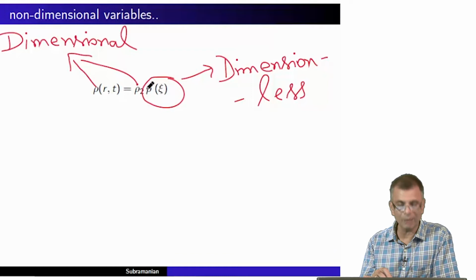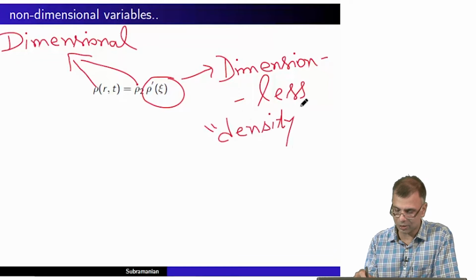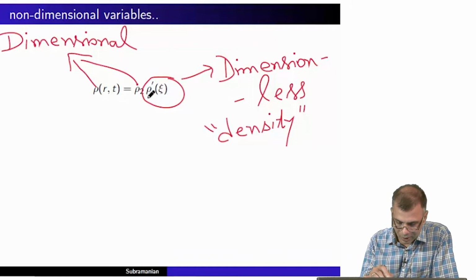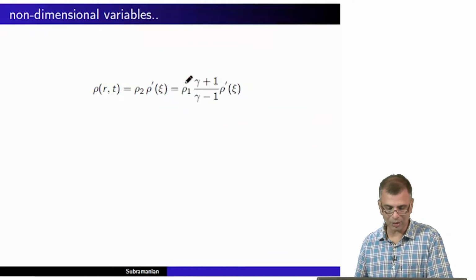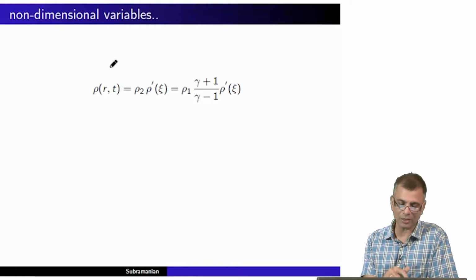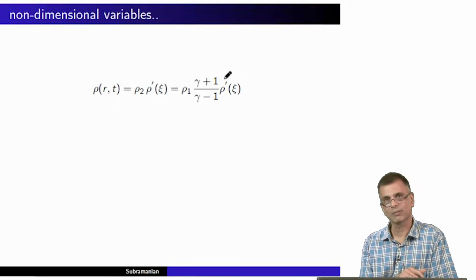And simply from the symbol, you should figure out it's a dimensionless version of what. In this case, it's a "dimensionless" density. I put this in quotes because no density is really dimensionless. So, it's like a density. Okay, it's a dimensionless counterpart of the density. So this is how I construct a dimensionless density. Similarly, as it turns out, rho 2 is related to rho 1 in this manner, and therefore this is how the dimensional density at a given radius and a given time is related to the dimensionless density.